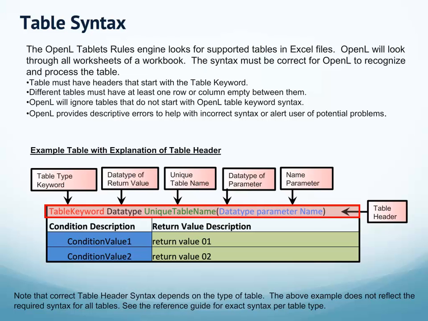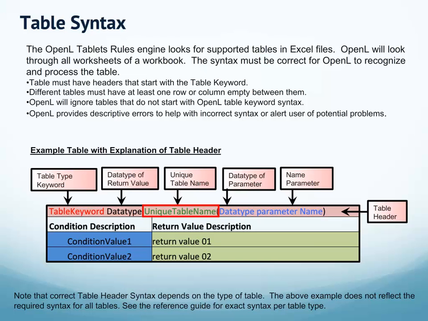It is recommended that when a table header is created that you merge all the cells across the header for the entire table, as I discussed prior. In the example above, the first word in red must be a table keyword. Then, if the table is supposed to return a value, you must define the data type of the value to be returned. Data types such as string, integer, and other data types, which we'll discuss all the data types OpenL allows in a slide coming up.